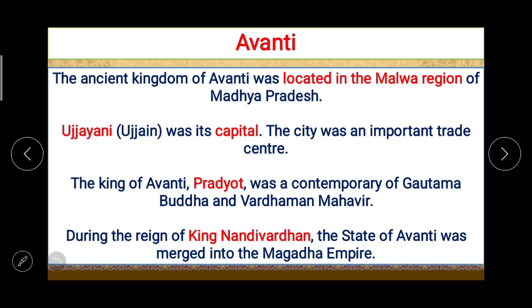Next to the Vats, there is Avanti. The ancient kingdom of Avanti was located in the Malwa region of Madhya Pradesh, and Ujjaini or Ujjain was its capital. The city was an important trade center. The king of Avanti, Pradyot, was a contemporary of Gautam Buddha and Vardhaman Mahavir.